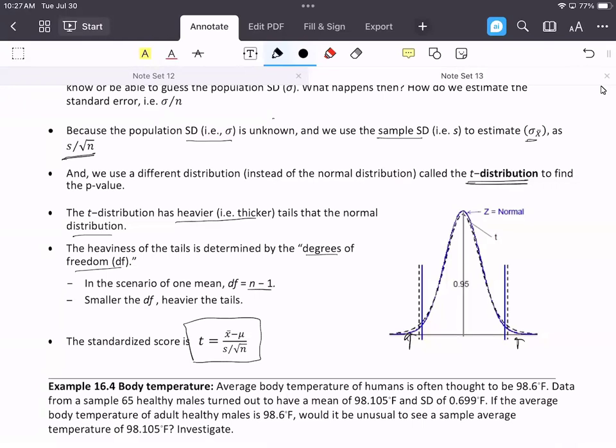We take the x bar, so that sample average, minus the population average, and divide it by the standard deviation. In this case, since we don't know the population standard deviation, we need to use the sample standard deviation. T, just as a heads up, is only used for quantitative data. We do not use the t-distribution for categorical data.